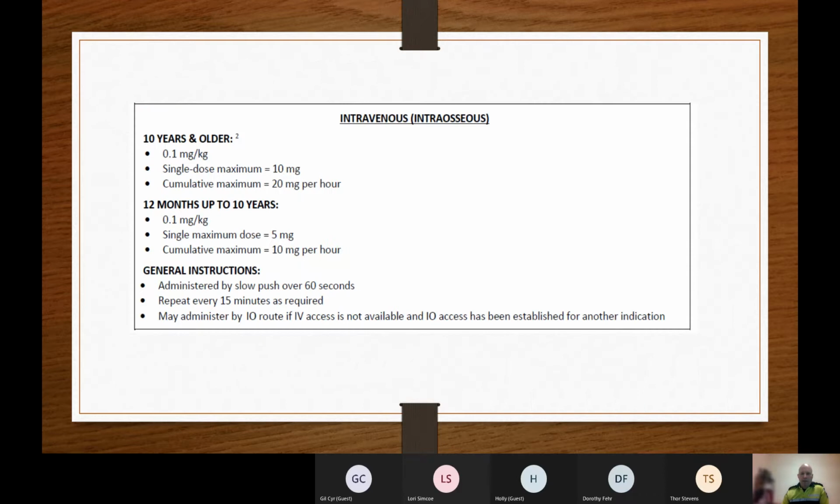So if you're going to give it IV, then we have to remember to dilute it now because the morphine we have is for intramuscular administration, so we want to dilute it. And remember not to mix it into your pre-filled syringes. We need to draw either saline from the bag or from the saline vials we have. So if we're going to give IV, it's 0.1 milligrams per kilogram, max dose of 20 milligrams per hour.